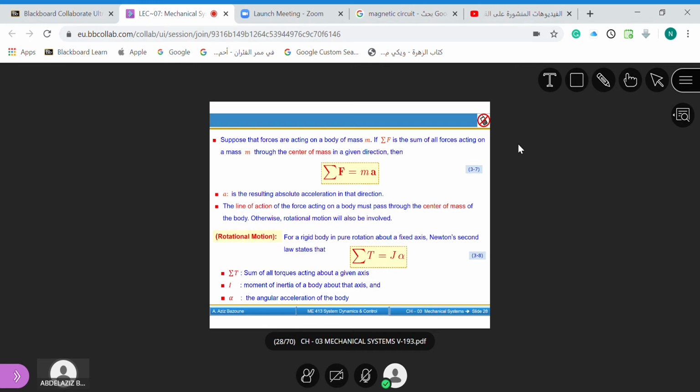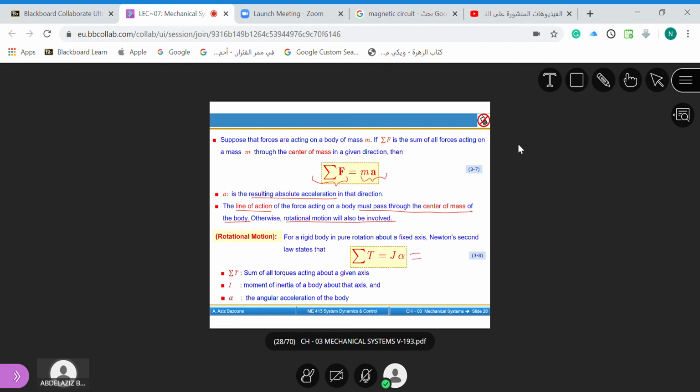We are saying the resultant of all forces, when we write sigma force, means the resultant. The resultant will be equal to mass times acceleration. A is the resulting absolute acceleration in that direction, and the line of action of the force must pass through the center of mass, so as to avoid rotation. Otherwise, rotation will occur. Similarly, for rotational motion, we'll have sigma torque is equal to J times alpha.